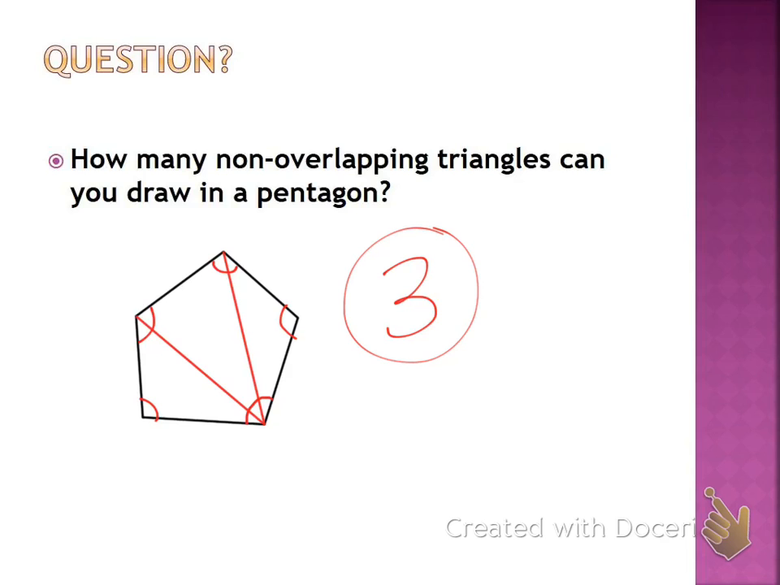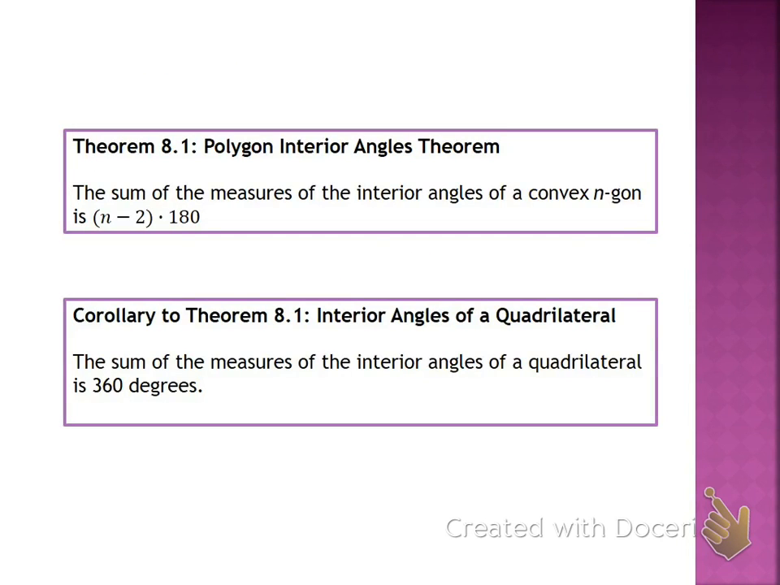If you can see that and understand that, that might help the polygon interior angles theorem make a little bit of sense. The sum of the measures of the interior angles of a convex n-gon is n minus 2 times 180. N being the number of sides. That's why they call it an n-gon. However many sides it has.